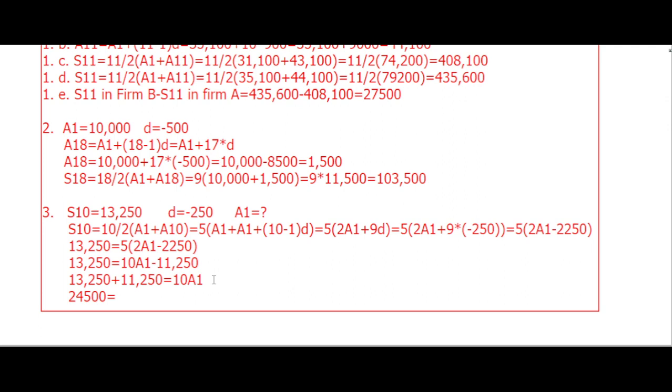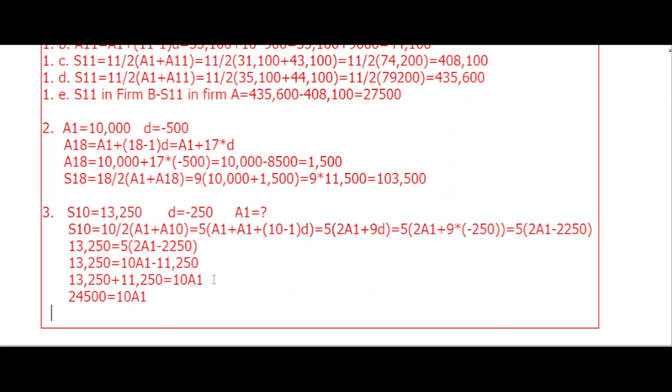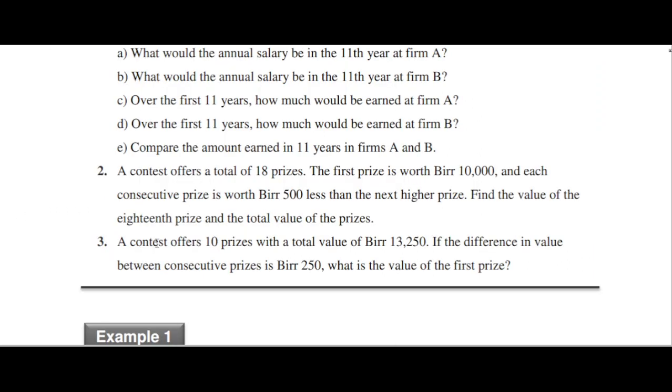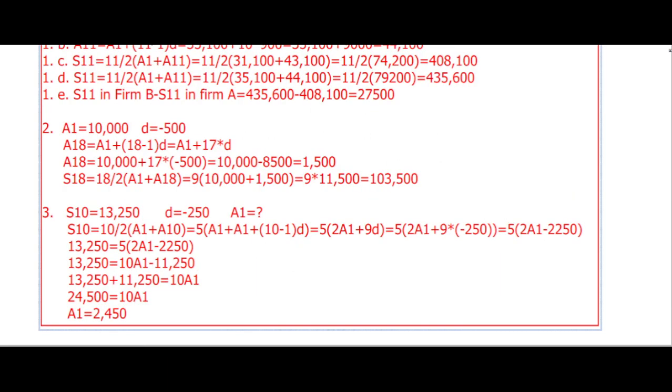24,500, which is equal to 10 times A1. Now let's divide both sides by 10. A1 is equal to 2,450. This is the A1 value. This is the solution for question number 3. What is the value of the first prize? The first prize will be 2,450. This is the answer.